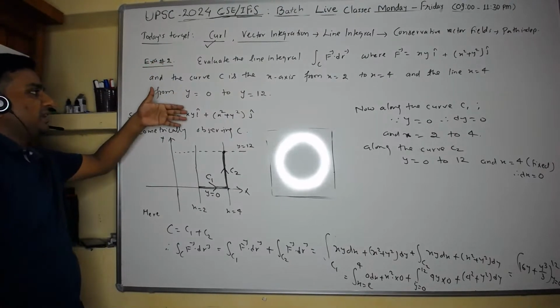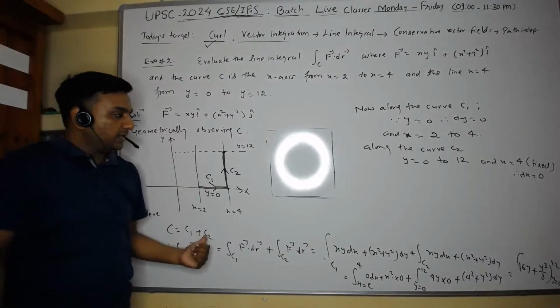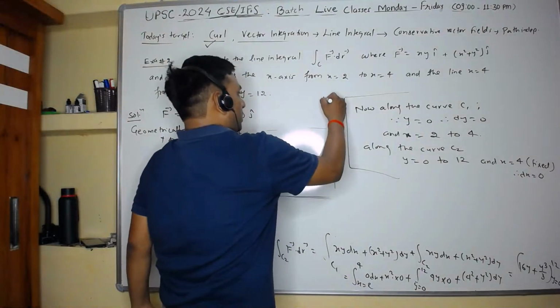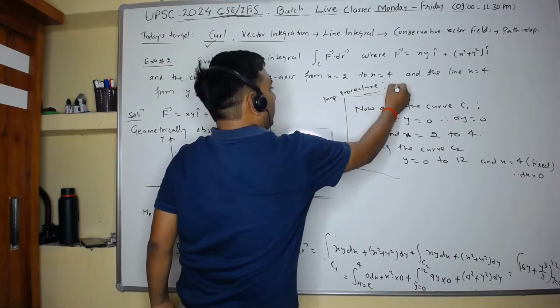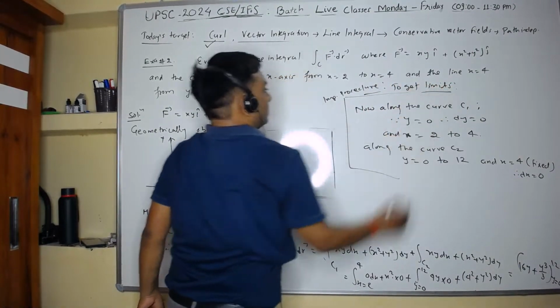So this is the meaning: whenever the curve is given, geometrically you have to draw and get the limits. Please observe, this is the important procedure here, to get limits.